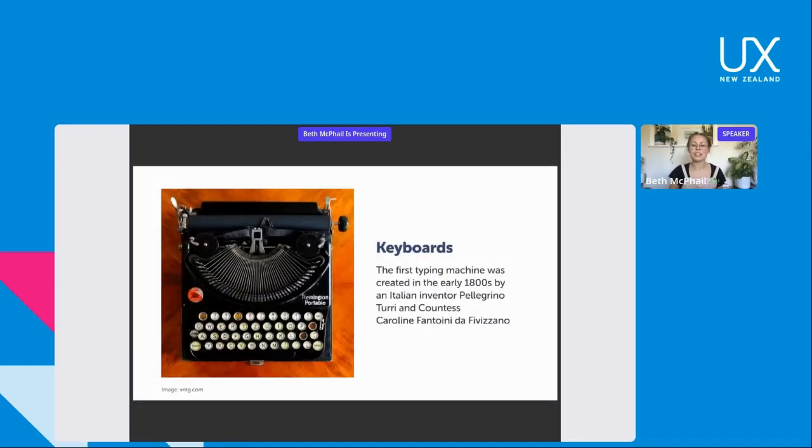The keyboard. The first typing machine was created in the early 1800s by an Italian inventor and a countess that could be a friend, could be a lover, not sure. The countess was slowly losing her vision, and they created a machine that pressed letters into a sheet of paper so that they could continue to communicate privately. Their typing machine has led to the modern day keyboard, which I'm sure the majority of us have already used this morning.